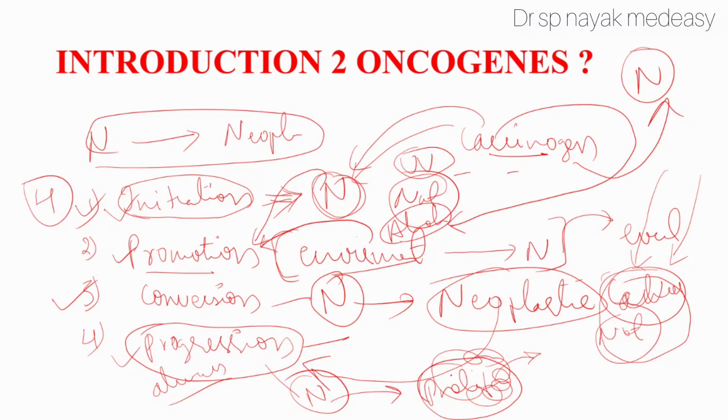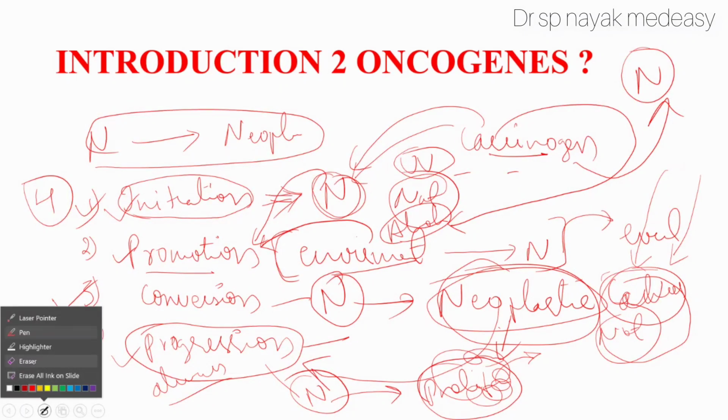Can we stop progression? Once a neoplastic cell has started progression, no one can stop it. Till conversion, when a normal cell becomes a neoplastic cell, till there we can stop. But if the neoplastic cell starts to proliferate and goes into the progression phase, it is very difficult for us to stop. I think you understood these four basic steps in oncogenesis.